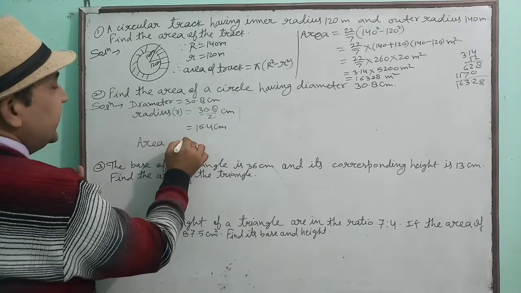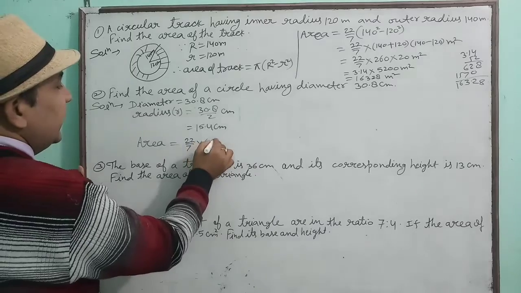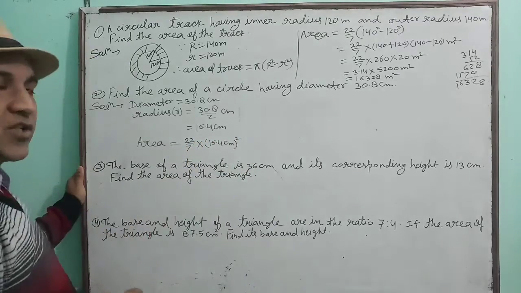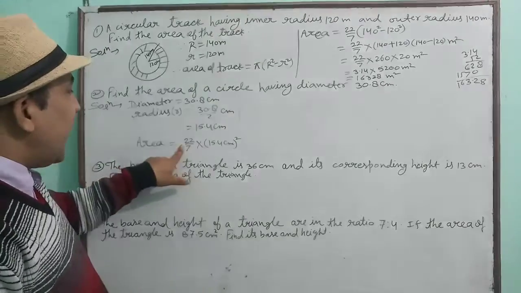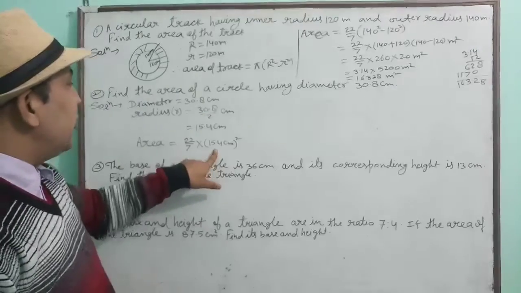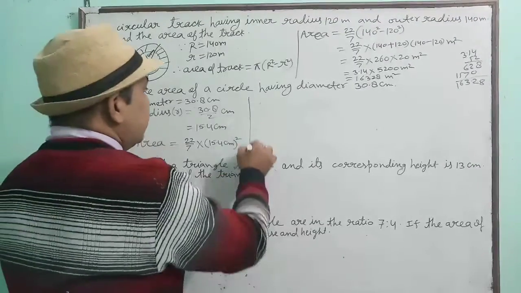Area will be pi into r square. That means 22 by 7 into 15.4 centimeter whole square. Is this understood? Area of a circle is pi into r square. Value of pi is 22 by 7. Value of r means radius. We have got here 15.4. So now calculate this one.